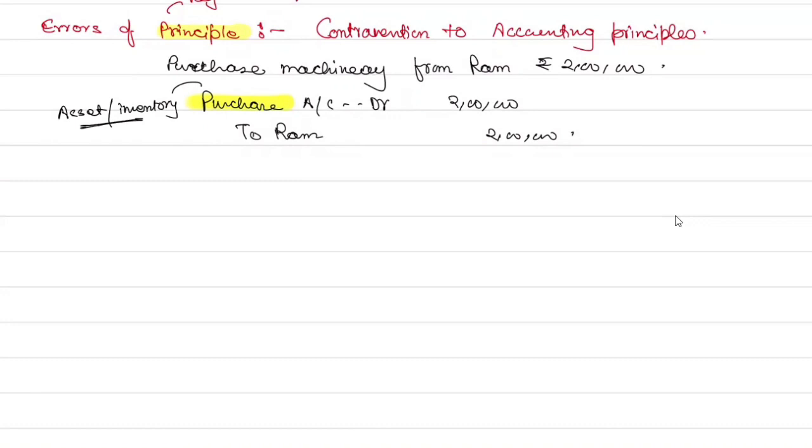And remember, in error of principles, the trial balance will always agree. Here as well, the trial balance will agree, because something has to be debited, something has to be credited, and we did that. But the principle is wrong. Correct?